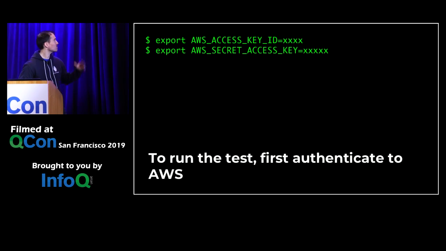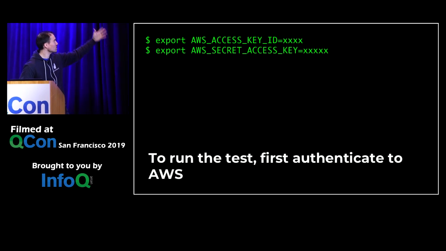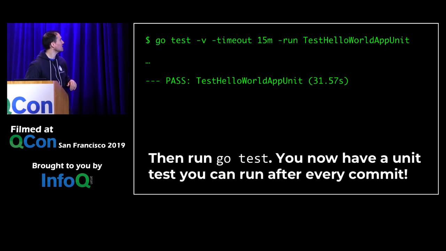So running tests, you authenticate to whatever environment you're deploying to. In this case, I'm authenticating to AWS. And then you run the go test command to actually kick off the test suite.